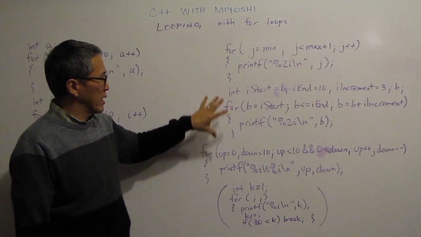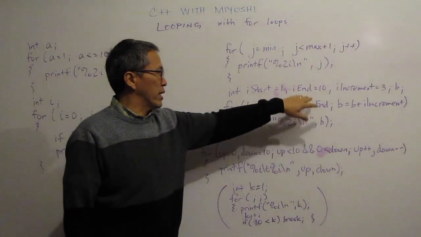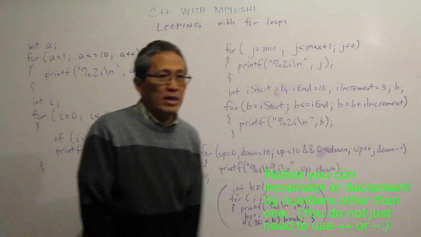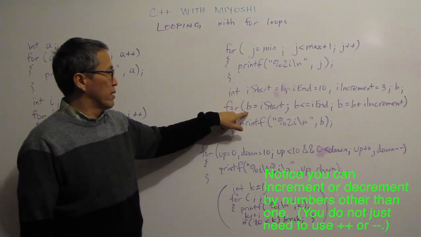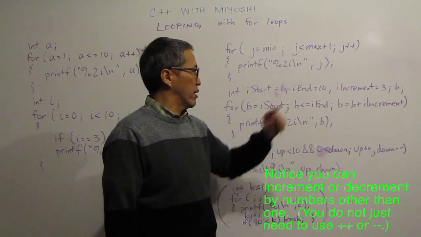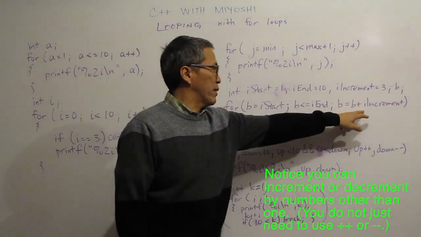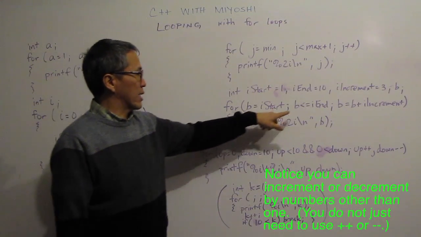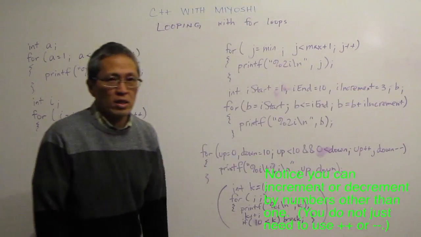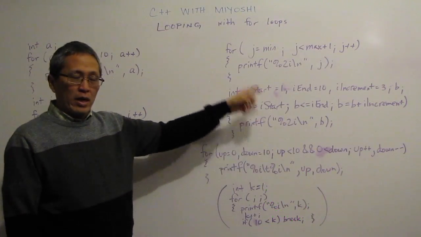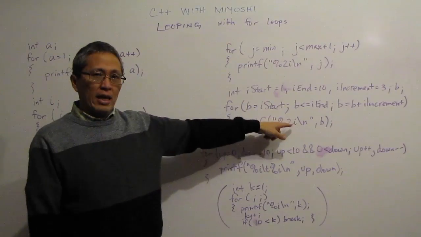Same kind of thing. Here I have some i start is 1, i end is 10, increment is 3. I have b as my looping variable, so I have b as i start, b less than or equal to i end. I want to include my i end, and then I'm going to increase by increment instead. So this one's going to go 1. It's going to come back to the top, increment by 3, so it's going to have 3 plus 1 is 4. 4 is less than 10. I'll print out the 1, then the 4, then the 7, and then the 10.